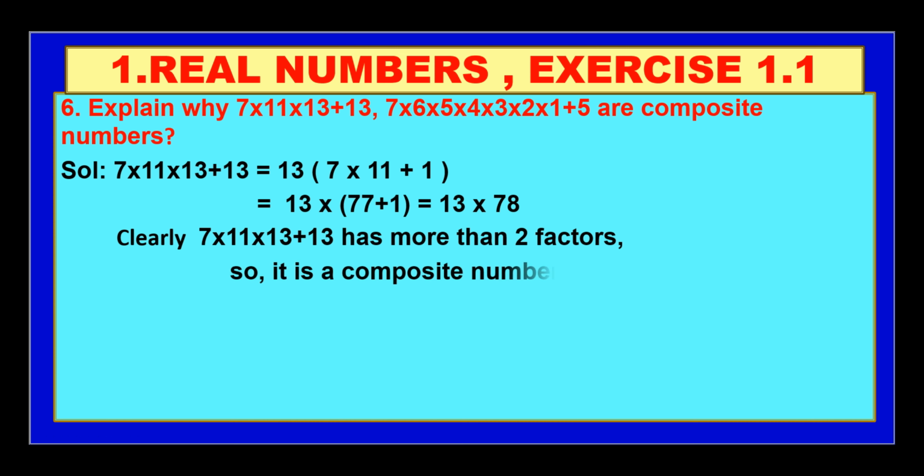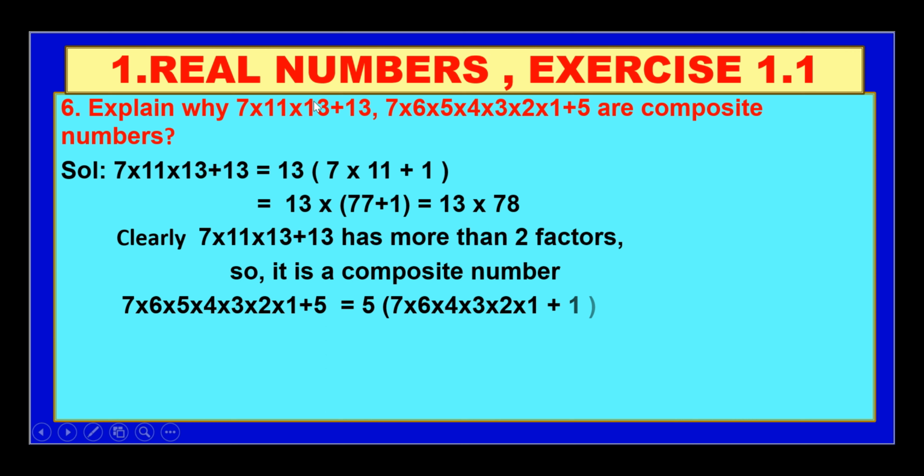Okay. Next, now let us prove that 7 into 6 into 5 into 4 into 3 into 2 into 1 plus 5 is also a composite number. In order to prove this, the common number is 5, therefore take 5 as common. Previously 13 was common in both, therefore we took 13 common. And in this case we can find 5 is common, therefore we took 5 as common.